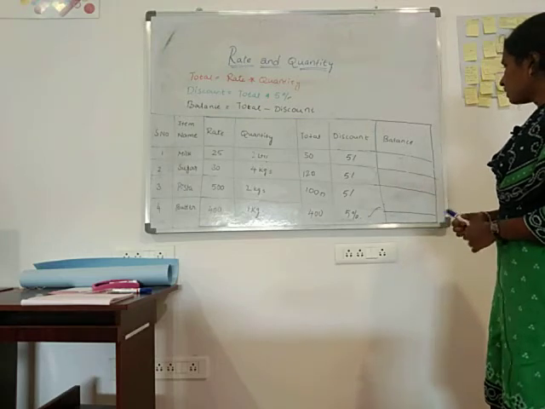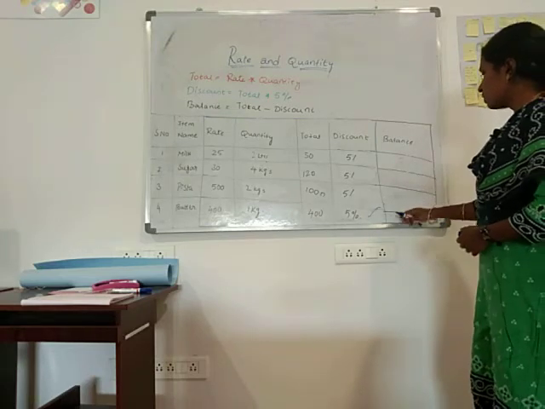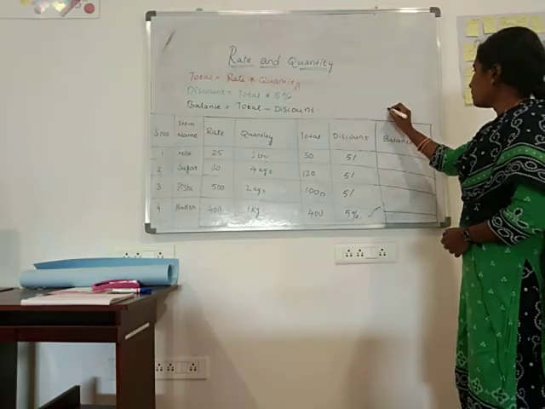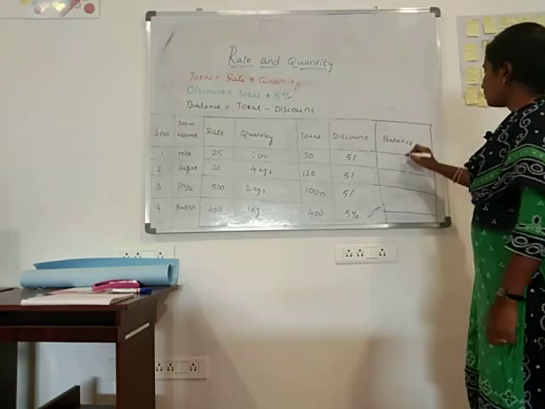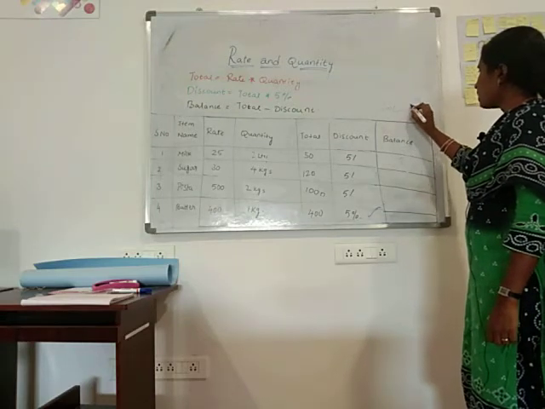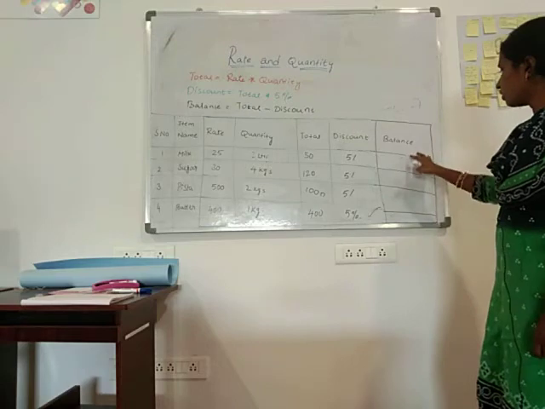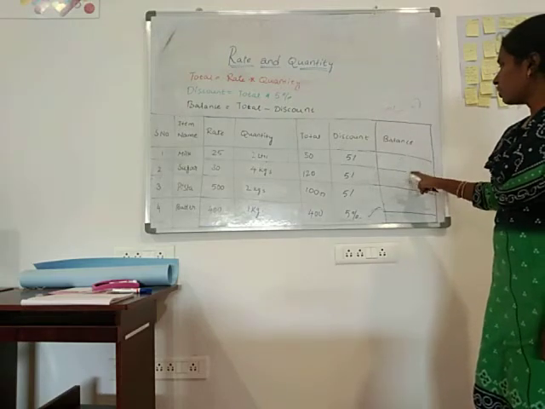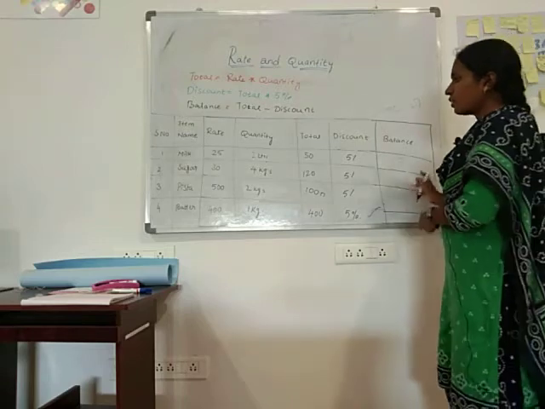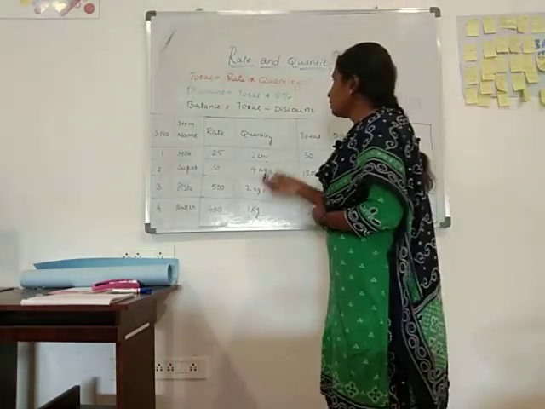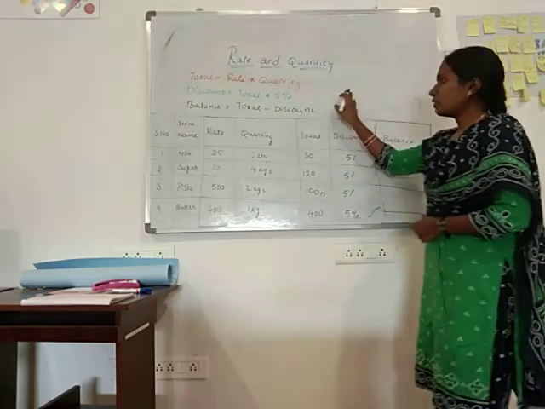So how can we calculate the total balance amount? It is equal to sum. From the first cell to the last cell of the column, you just click and select them, and we will get the sum. So he has to pay this balance amount to the market dealer. So this is about the rate and quantity.